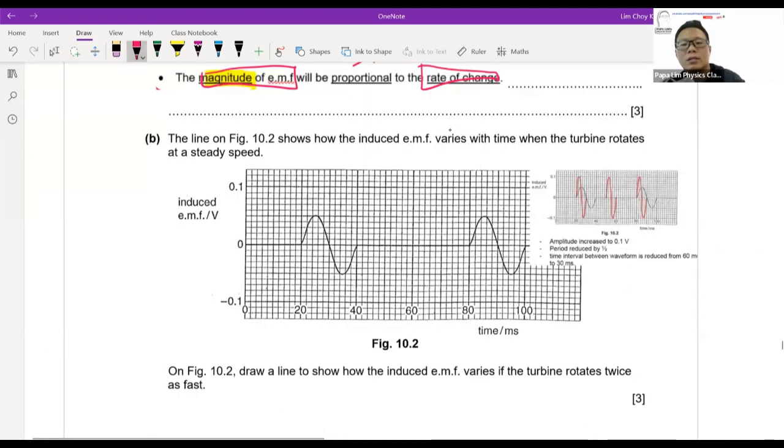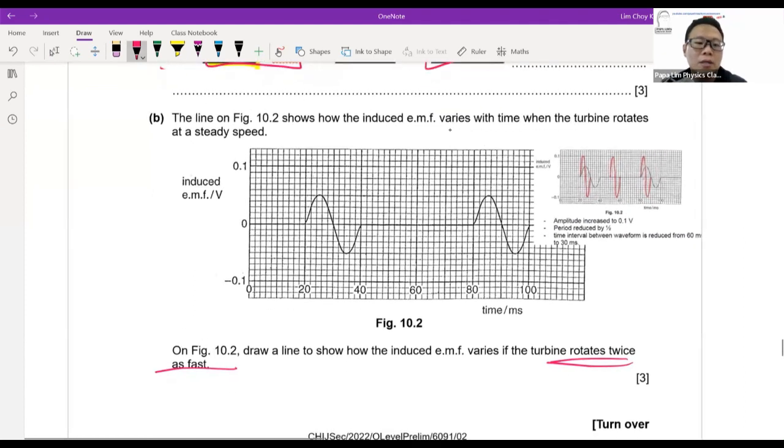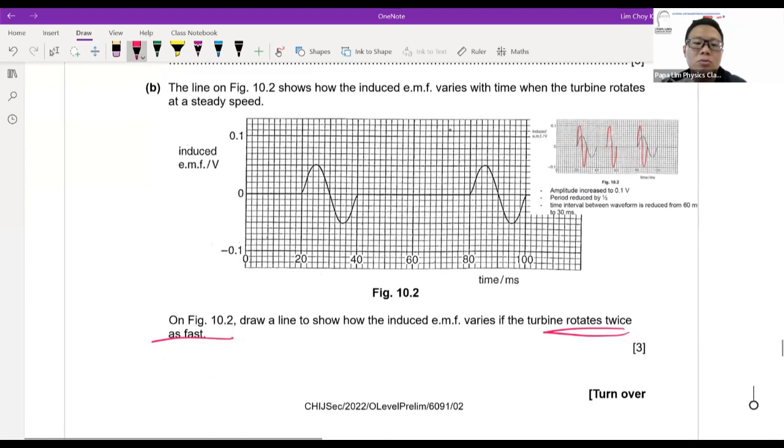Now, when the turbine is rotated twice as fast, this is the same as most of the textbook answer, whereby students will have to take note that when I rotate twice as fast, 2 changes will actually occur. You'll find that the EMF induced will actually increase. And when you rotate twice as fast, this is not the only change. The other change that we have is that the frequency of the wave itself will change. The frequency of the waveform itself will increase.